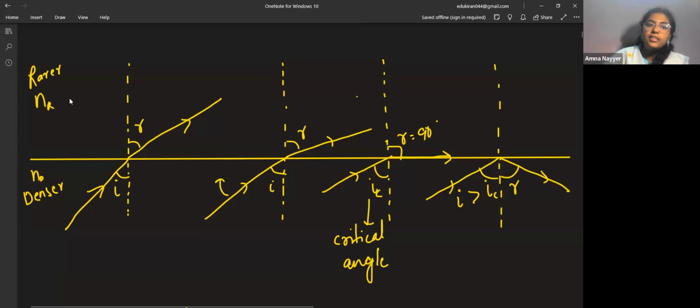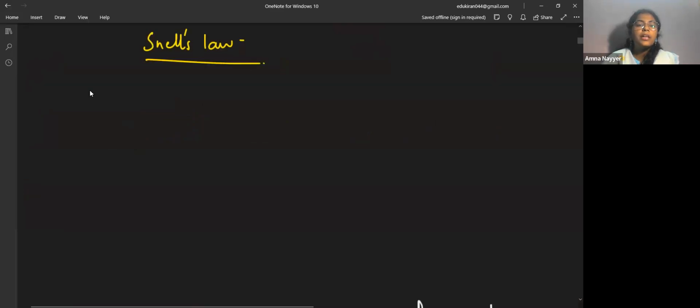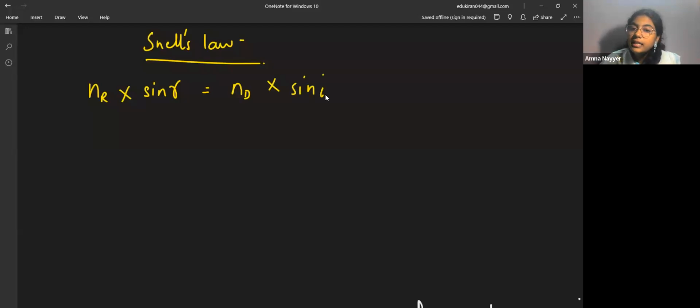See, if this is NR, so NR into sin R means take the refractive index of that medium into the sine of that angle. Whatever is the refractive index into sine of whatever is the angle. So here we have NR into sin R equal to the opposite one, ND into sin I. So according to Snell's law, NR into sin R is equal to ND into sin I. Here, the angle of incidence we are referring to is IC. For total internal reflection to occur, we are talking about IC.